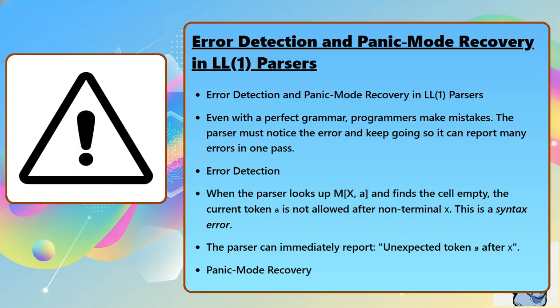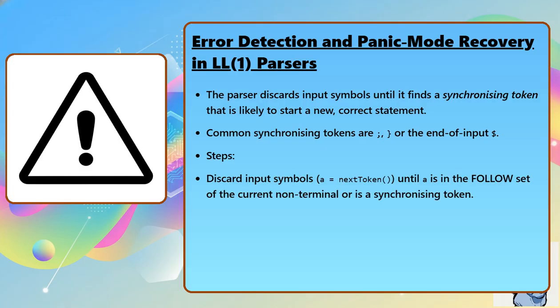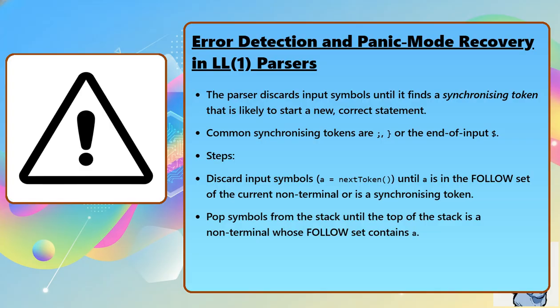Panic mode recovery. The parser discards input symbols until it finds a synchronizing token that is likely to start a new correct statement. Common synchronizing tokens are semicolon, close brace, or the end of input symbol. Steps: discard input symbols, A equals next token, until it is in the follow set of the current non-terminal or is a synchronizing token. Pop symbols from the stack until the top of the stack is a non-terminal whose follow set contains A. After that, the parser resumes normal parsing.